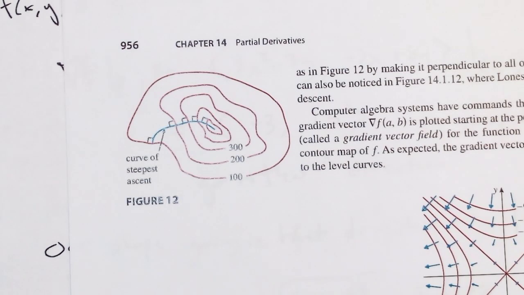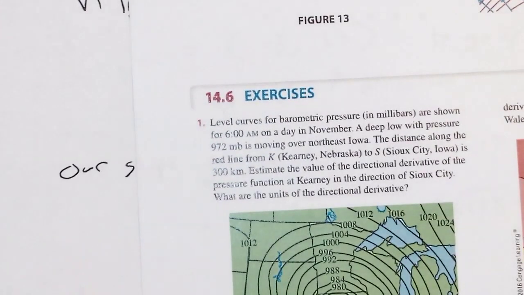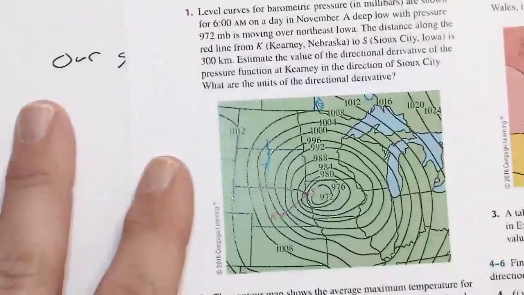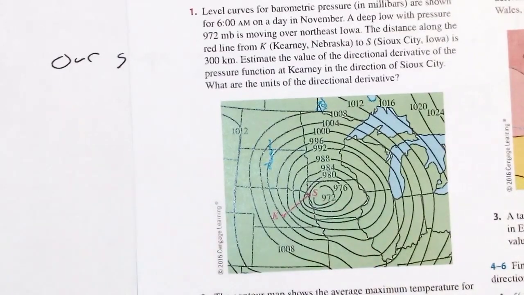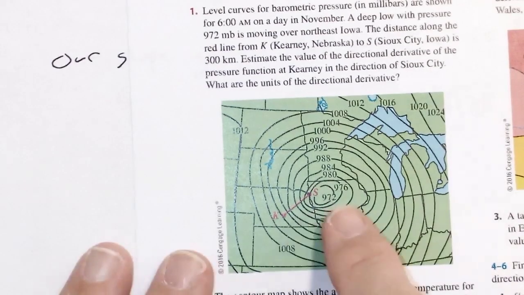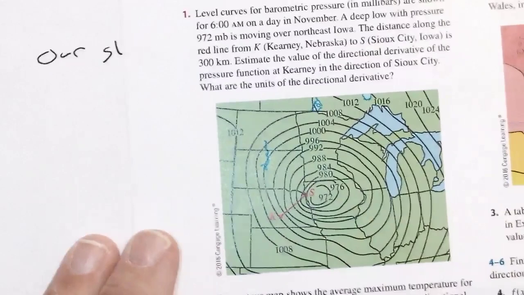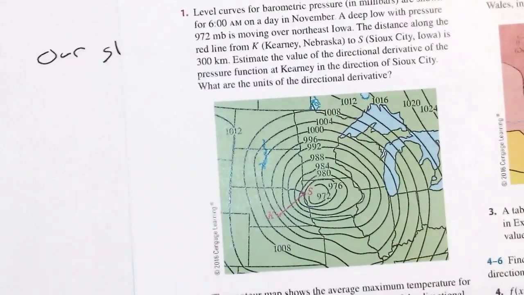And this is why weather maps work. Because a weather map gives me the pressure in bars at all these different points. There's a low pressure here and a high pressure here. There's the difference from Kearney, Nebraska to Sioux City, Iowa. Those are the two cities right there. Low pressure here, high pressure here. Which way does the wind blow?